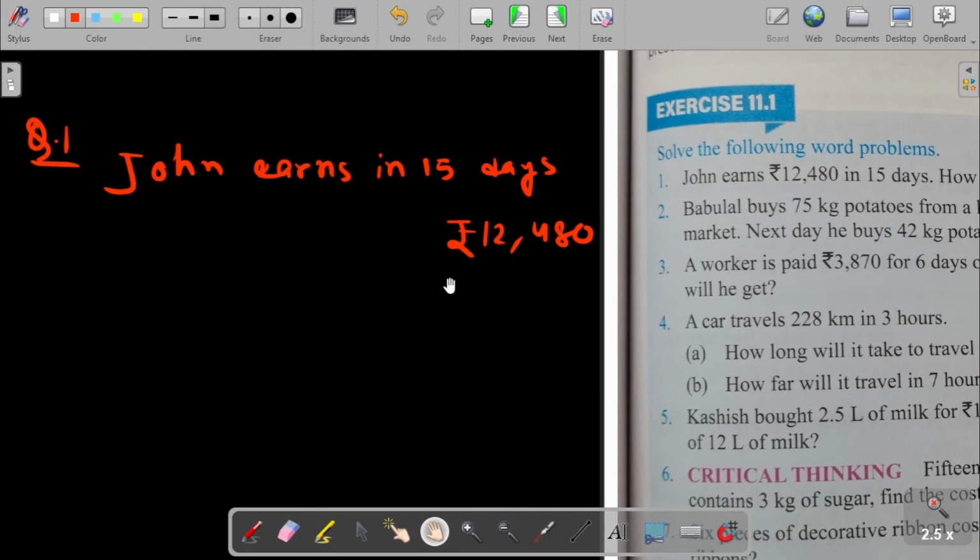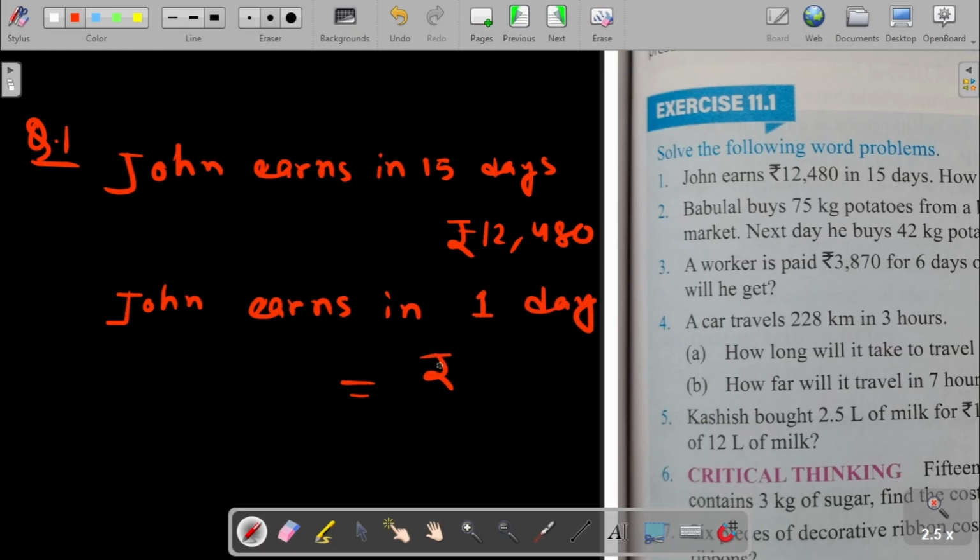তাহলে 30 ডেজ এর ইনকামটা বের করার জন্য আমরা কি করব? আমরা প্রথমেই একদিনে কত টাকা তার ইনকাম হচ্ছে বা আর্নিং করছে সেটা আমরা বের করব। তাহলে ফার্স্টলি উই ফাইন্ড what is the amount he earn in every day. So from here, John earns in one day, this is equal to what? Rupees 12,480 divide with 15.